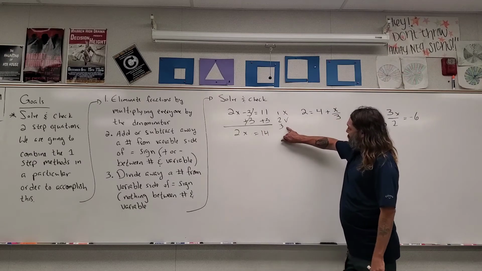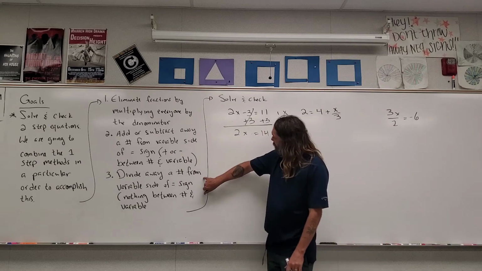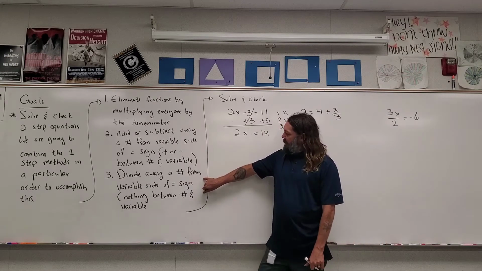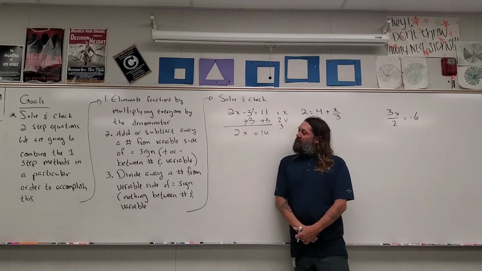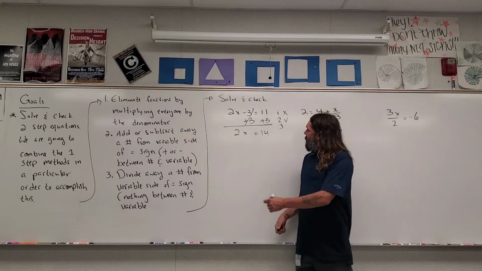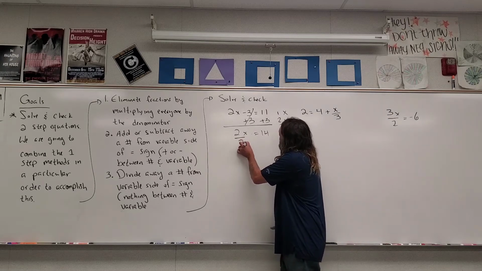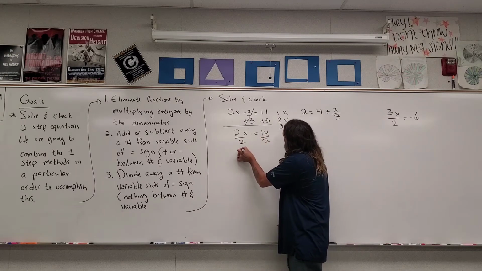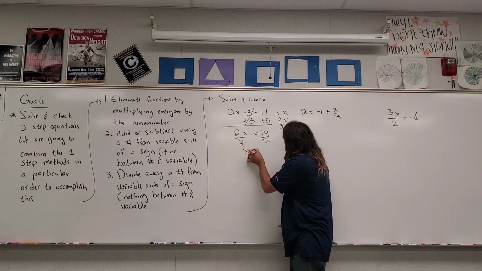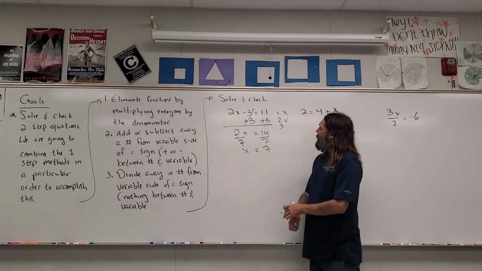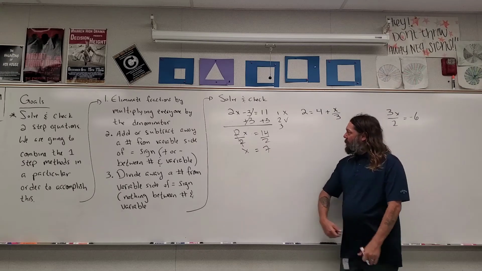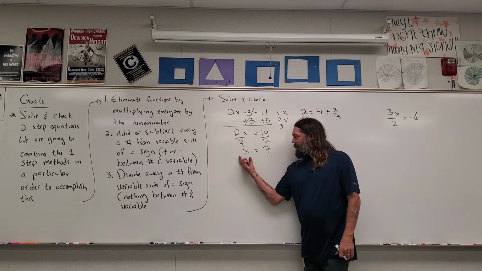Now I'm to my last step. Can I divide away a number from the variable side of the equal sign? Meaning that there's nothing between a number and a variable. There's nothing between the 2 and the x, so I can divide that away. I'll divide both sides by 2. And I get that, let's see, that cancels out, and I get that 2 goes into 14 7 times. So I get that x is equal to 7. So I've solved it because I've gotten x by itself.